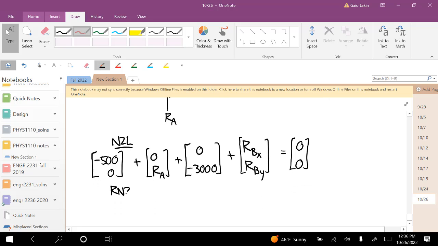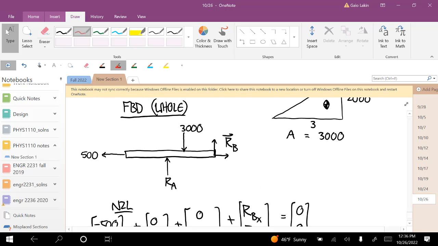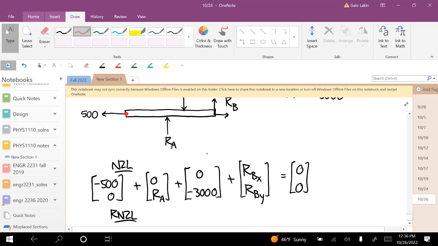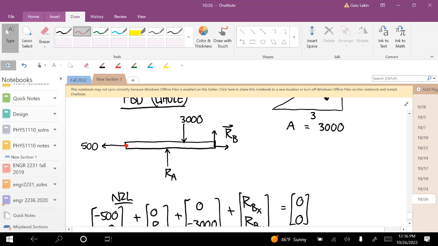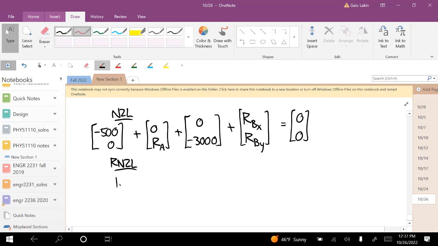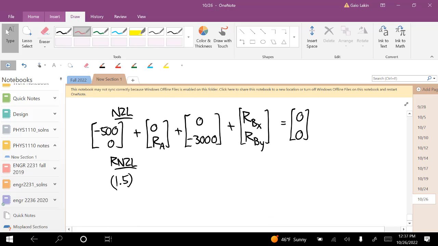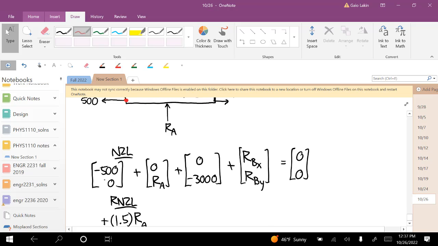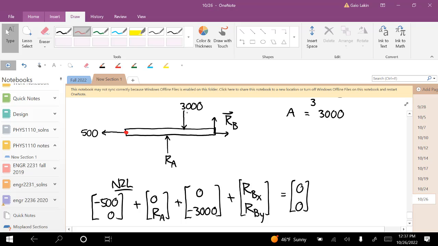And the moment equation, I'm going to put my about point here. It would save us a little work if I put it at that RB, but I'm just going to keep being consistent. I think the more consistent you are, the less dumb mistakes you make. So no moment from the 500. What's the moment arm of RA? 1.5. And is that positive or negative, that moment? Positive, yep, counterclockwise.